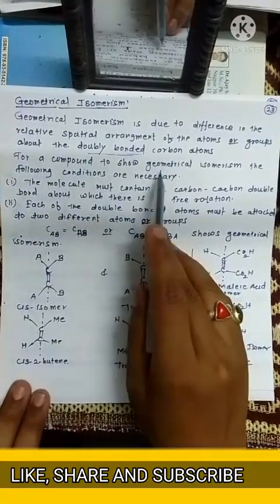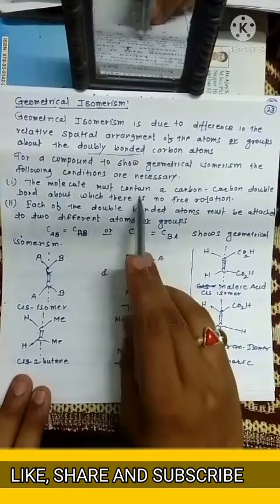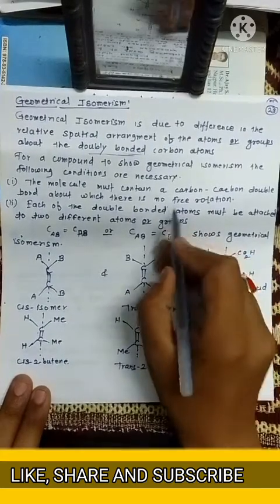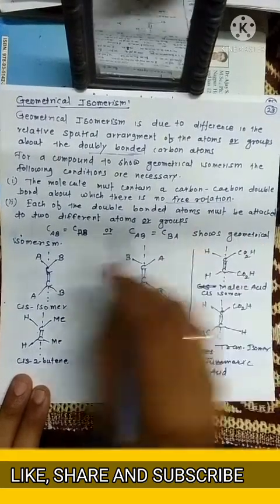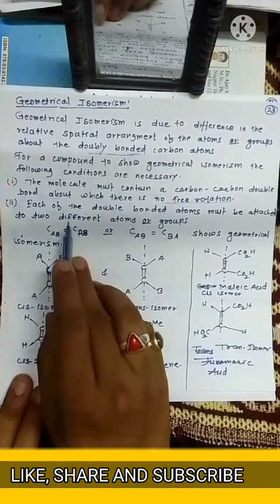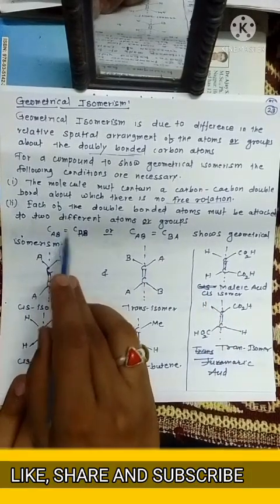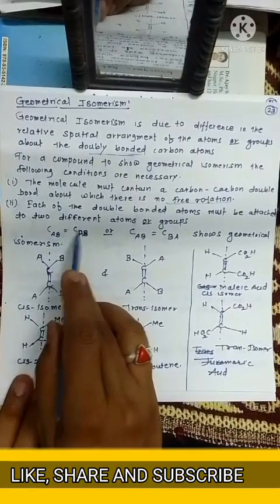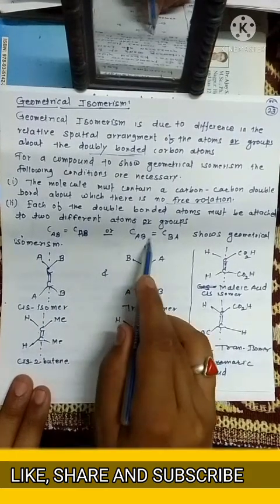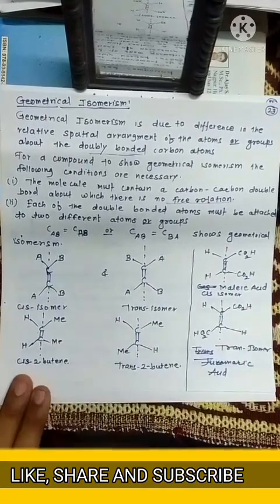For a compound to show geometrical isomerism, the following conditions are necessary. The molecule must contain carbon-carbon double bond about which there is no free rotation. Each of the double bonded atom must attach to two different atoms or groups. For example, CAB double bonded to CAB or CAB double bonded to CBA show geometrical isomerism.